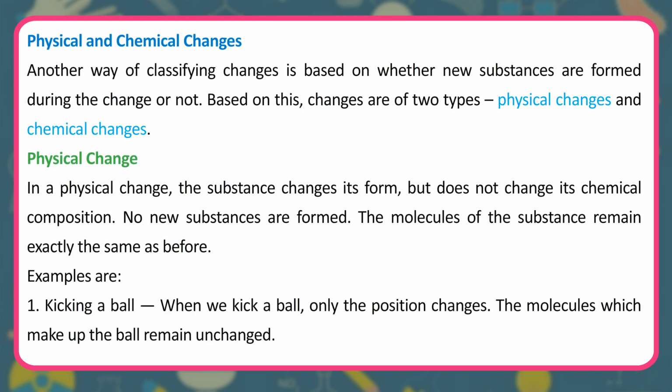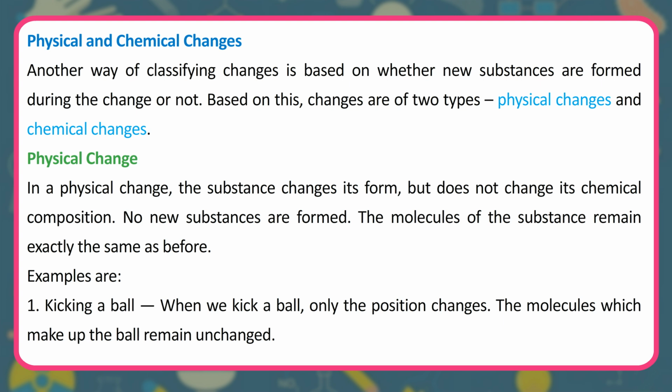Another way of classifying changes is based on whether new substances are formed during the change or not. Based on this, changes are of two types, physical changes and chemical changes. Physical change. In a physical change, the substance changes its form, but does not change its chemical composition. No new substances are formed. The molecules of the substance remain exactly the same as before.